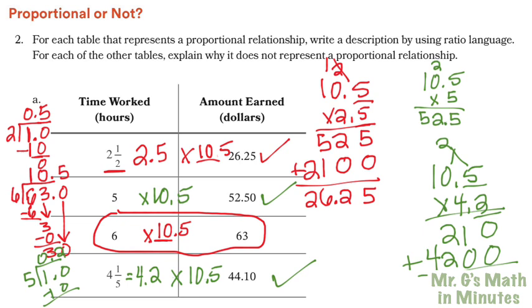It says for each table that represents a proportional relationship, write a description by using ratio language. For each other, explain why it does not have a proportional relationship. This one is proportional because it has the constant of proportionality of 10.5. And if we were to write using that ratio language, it would sound like this. For every hour worked, we would earn $10.50, which is our constant of proportionality, our unit rate.